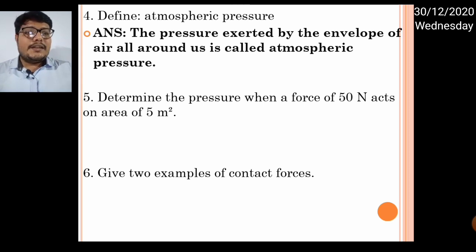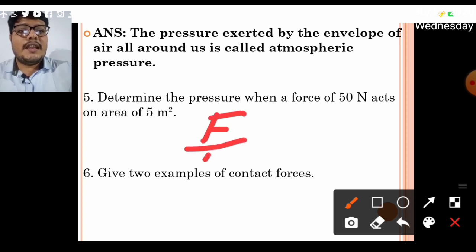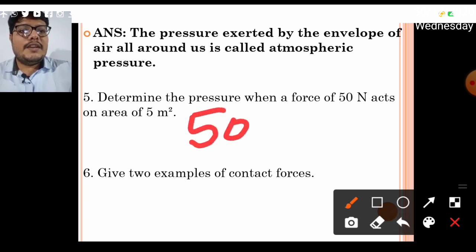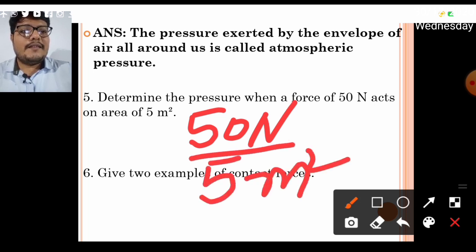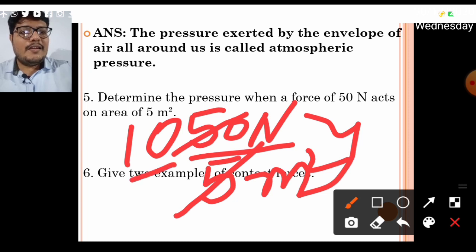Determine the pressure when force is 50 Newton and area is 5 meters square. Now what is the formula for pressure? That is force upon area. Now what is force here? Force is 50 Newton, so I'll write here 50 Newton upon 5 meters square. Now 5 cancels here, it becomes 10, and the unit will be this only, 10 Newton per meter square.